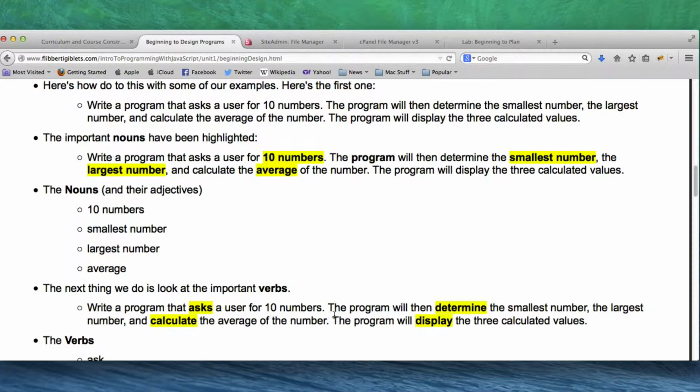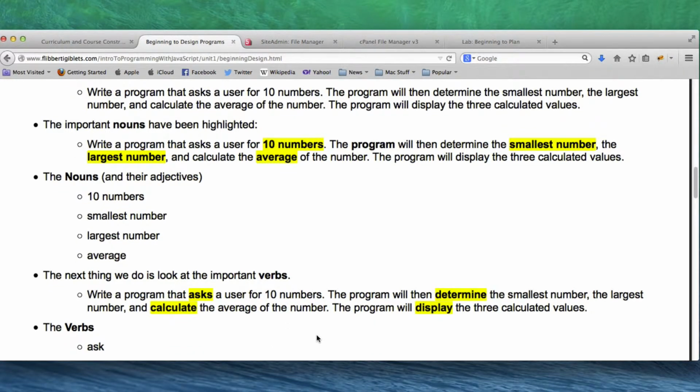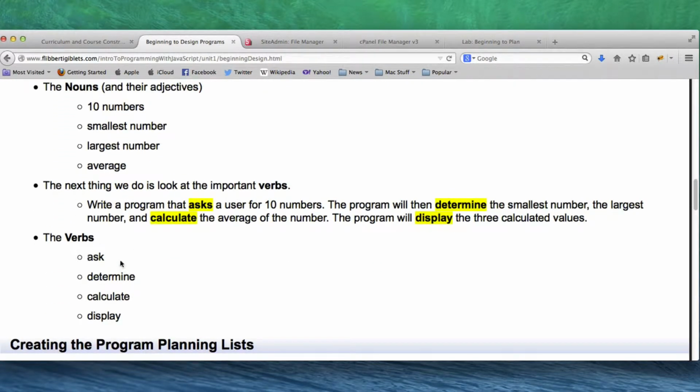The program will then determine the smallest number, the largest number, and calculate the average of the numbers. The program will display the three calculated values. So the program's going to determine from all of those 10 numbers which of these are smallest and which of them are the largest. And then it's going to calculate the average of the numbers. And finally, once it's done that processing, it's going to display all three calculated values. What are those calculated values? The smallest number, the largest number, and the average. So here are the verbs: ask, determine, calculate, display.